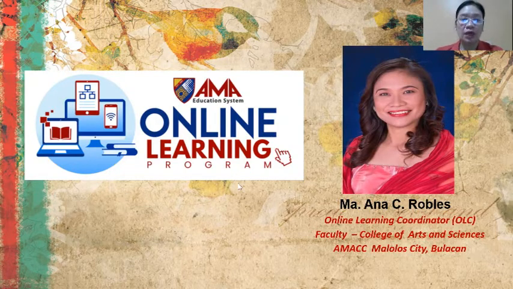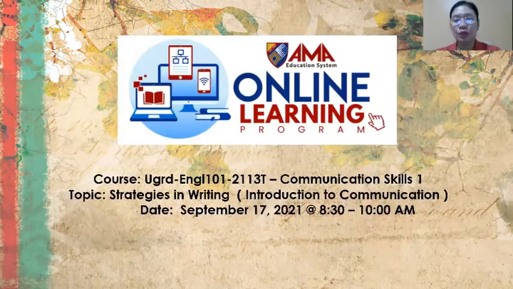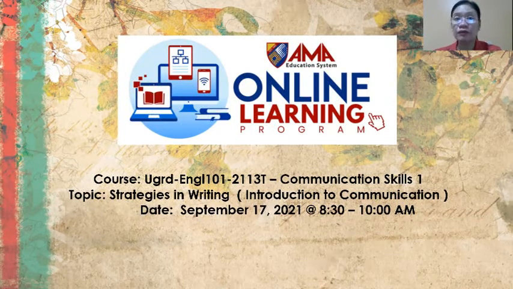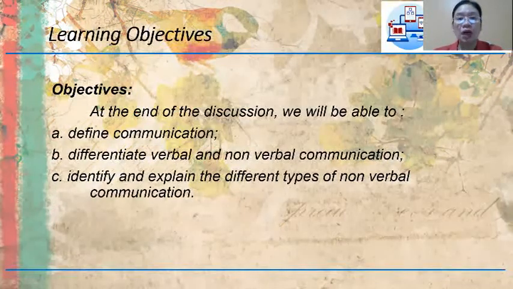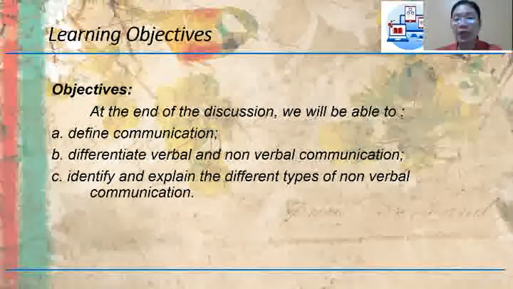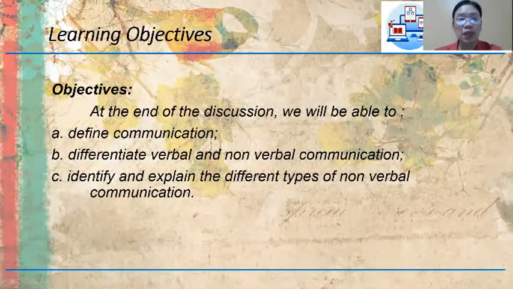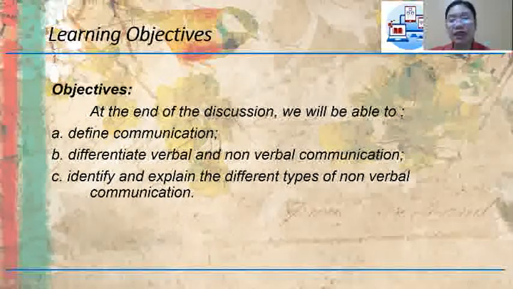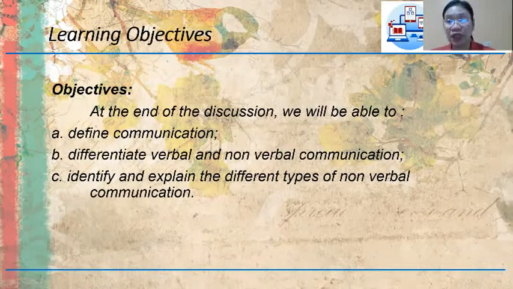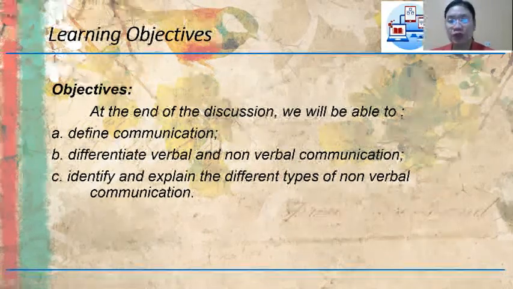Okay, so for our first code, we have here UGRD ENGL 101 for 2113T, and this is Communication Skills 1. Okay, and our topic for week 1 is strategies in writing, but for now, I will be discussing the introduction to communication. At the end of the discussion, we will be able to define communication, differentiate verbal from non-verbal communication, identify and explain the different types of non-verbal communication. And also, we will try to discuss the different elements of communication.